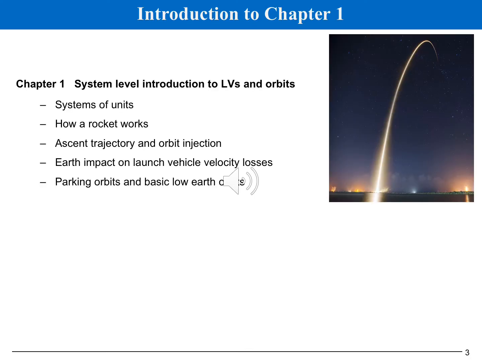Chapter 1 has 5 major topics, as you can see on the chart. It starts with a brief introduction of the two systems of units that the student will find as they are doing research. Next, you'll find an explanation of the forces on a rocket during launch and the ascent trajectory, going from launch to the initial parking orbit and possibly transfers to the final orbit.